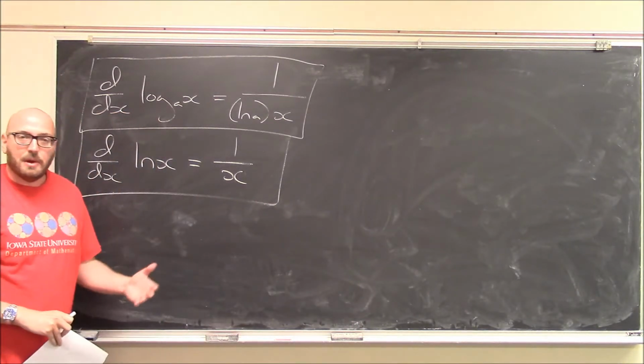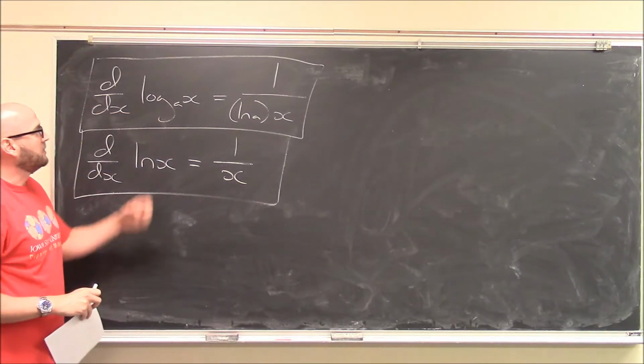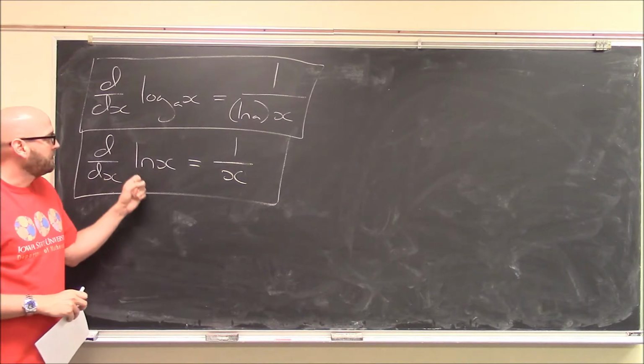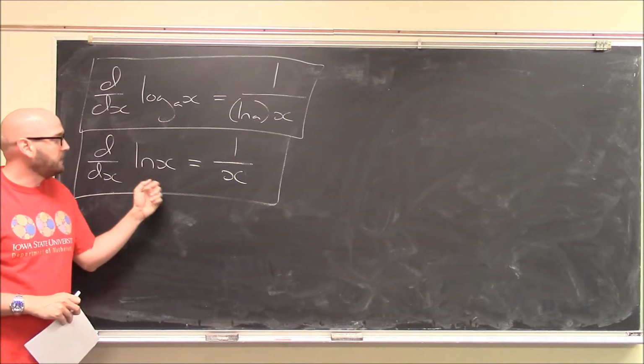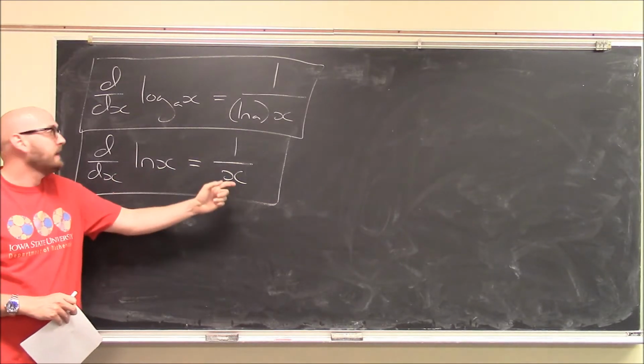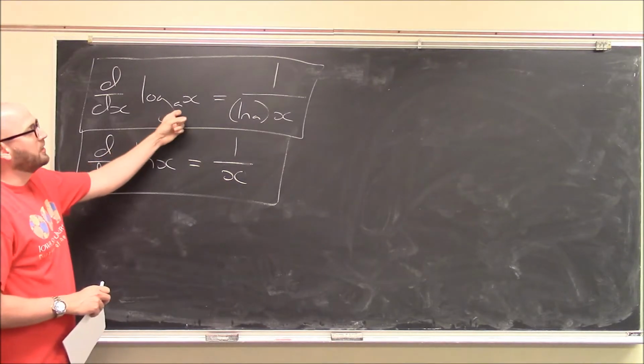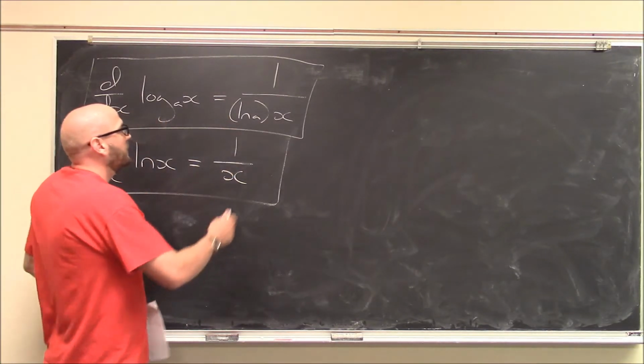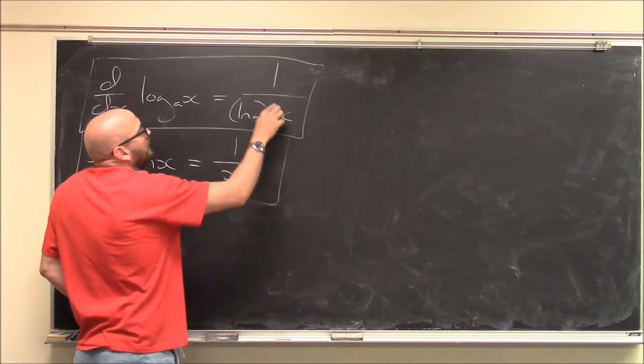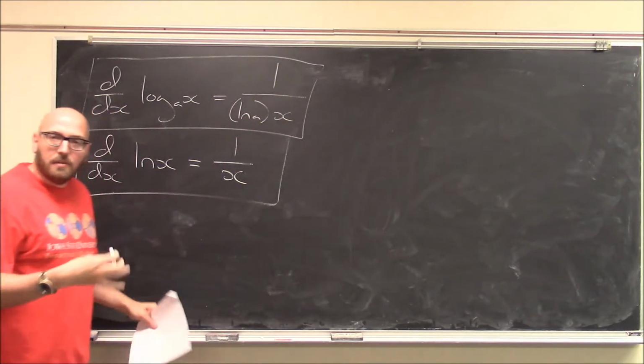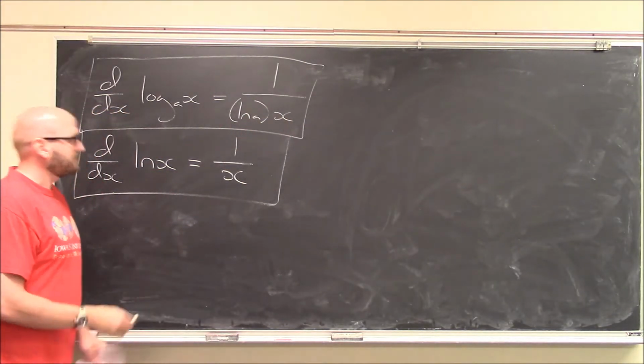So you commit these to memory, right? These are the derivatives of the log functions. This one will be the one we use most often. Derivative of natural log of x is 1 over x. But still, sometimes you'll have other bases, so you'll have to remember, for other bases, it's not just 1 over x. It's got this extra ln of a factor in the denominator.